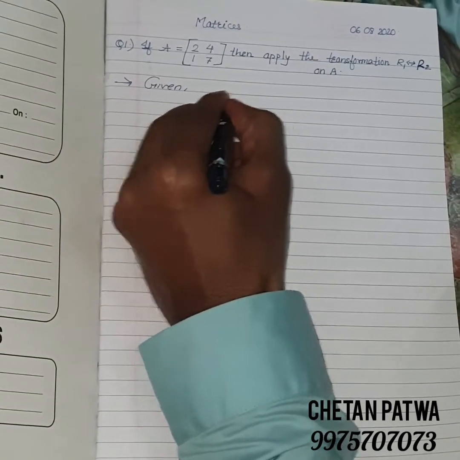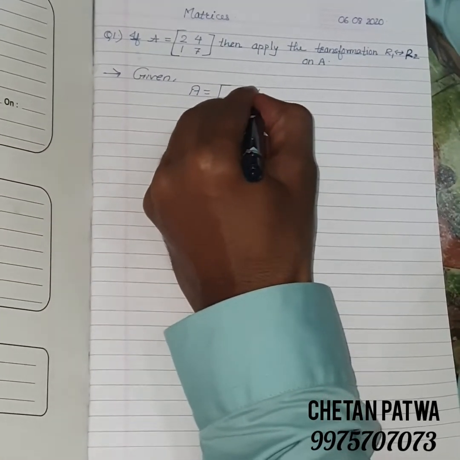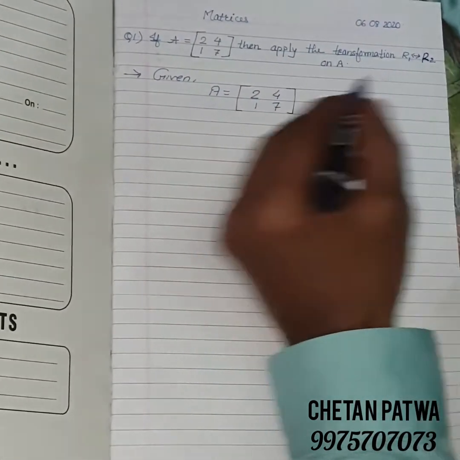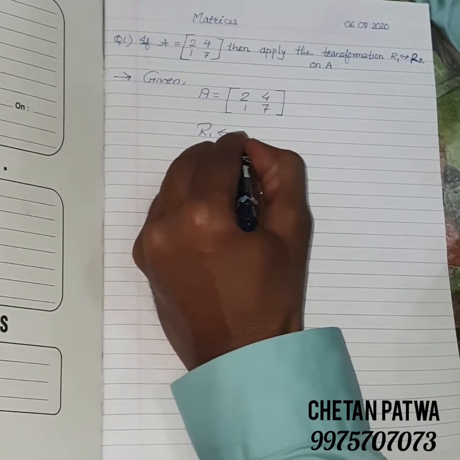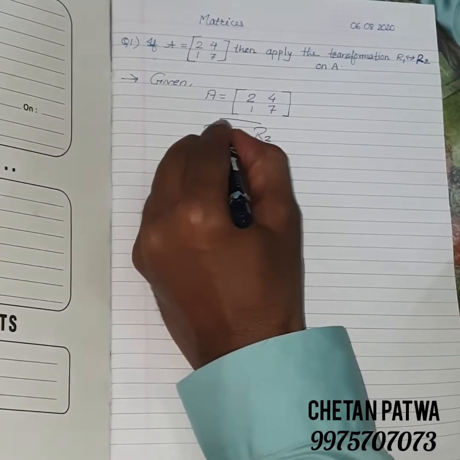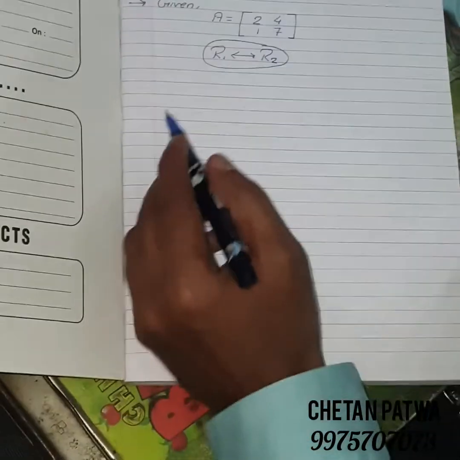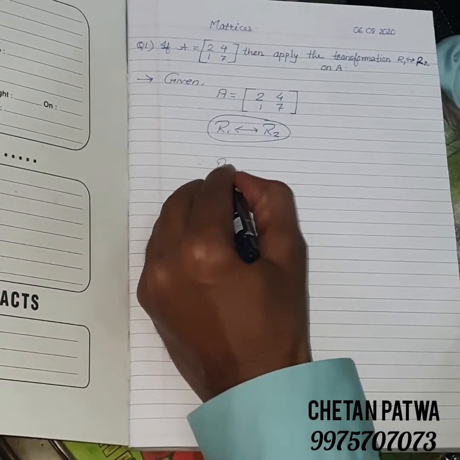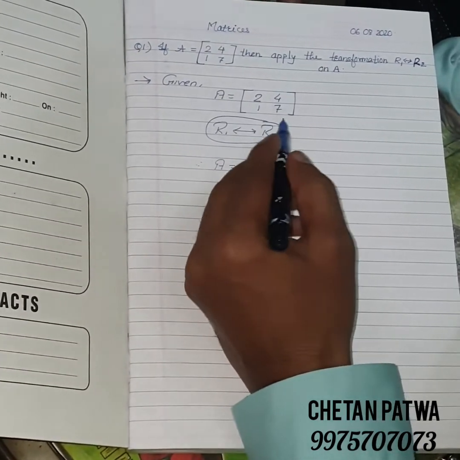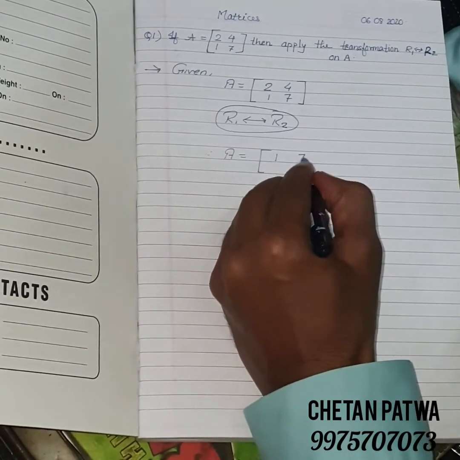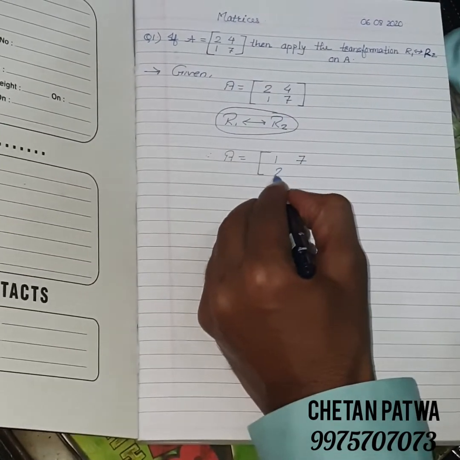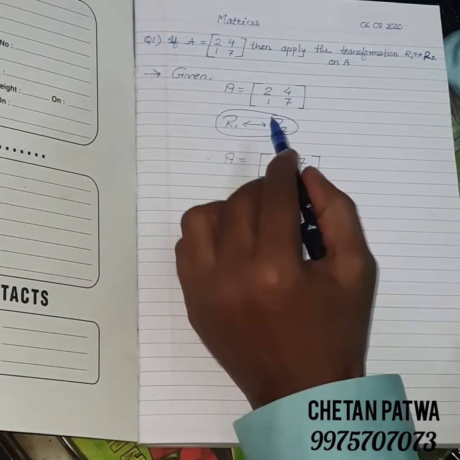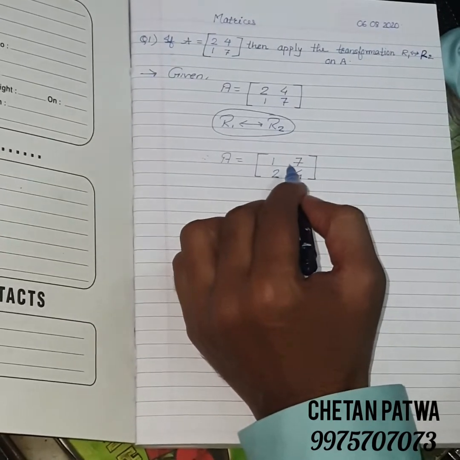Matrix A is equal to [2, 4; 1, 7]. Now they have told us to apply R1 ↔ R2. The meaning of this symbol is we are going to interchange both the rows R1 and R2. So we will get A is equal to, after interchanging, our second row will be our first row, 1, 7, and the first row will become our second row, 2, 4. So in this case what we have done, we have just interchanged both the rows.